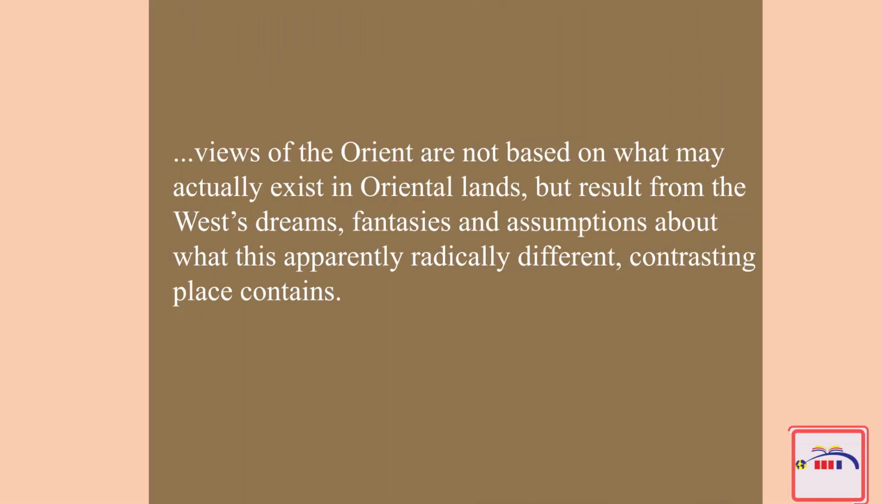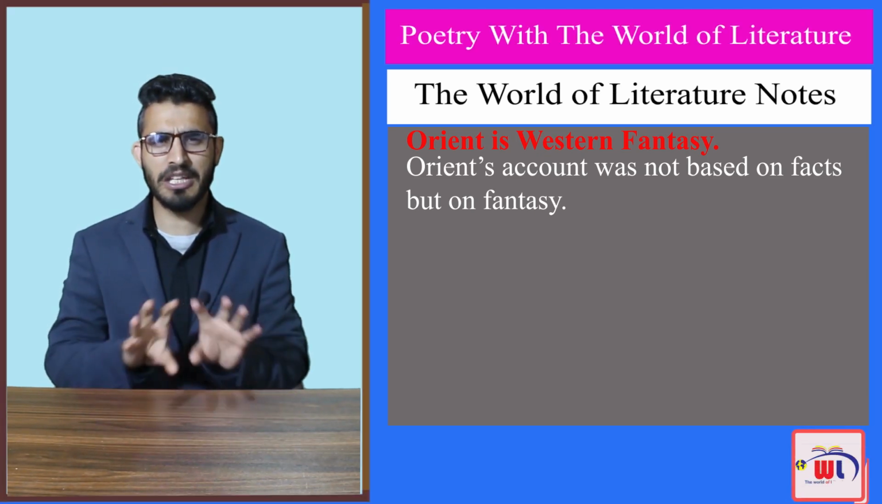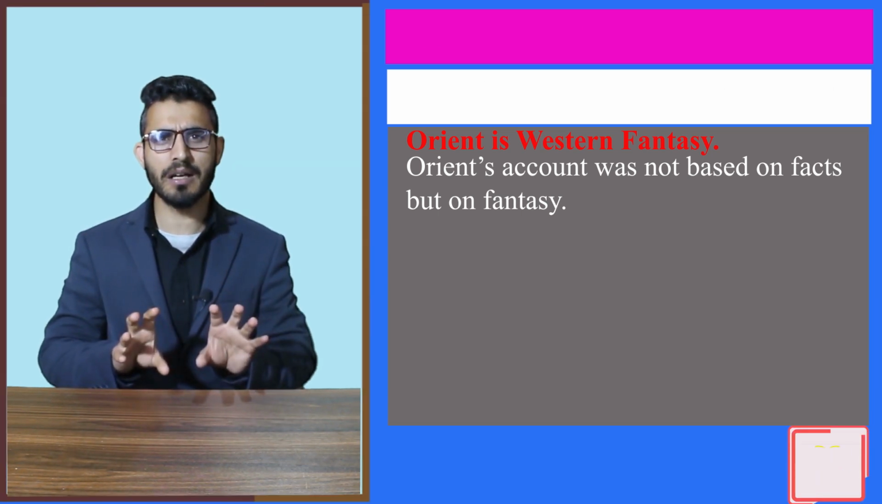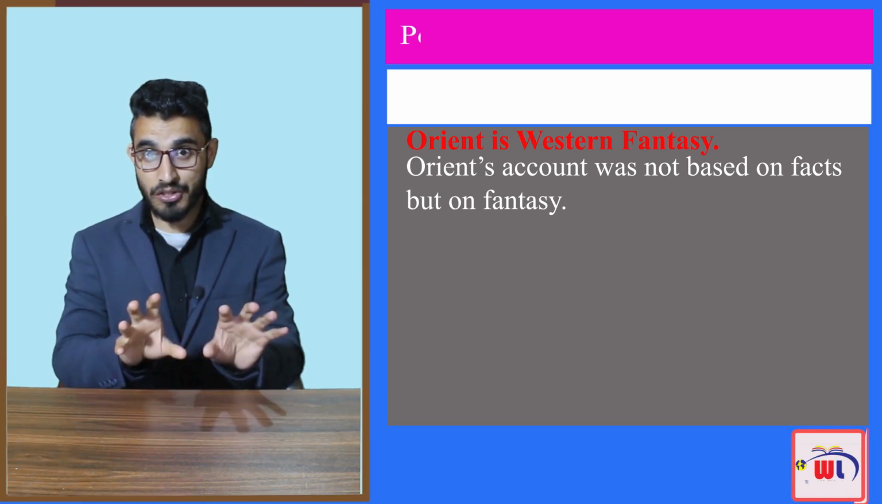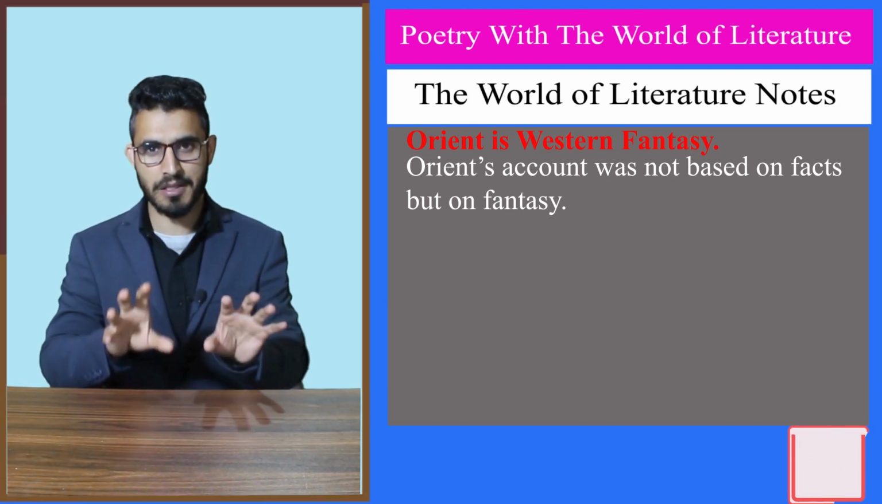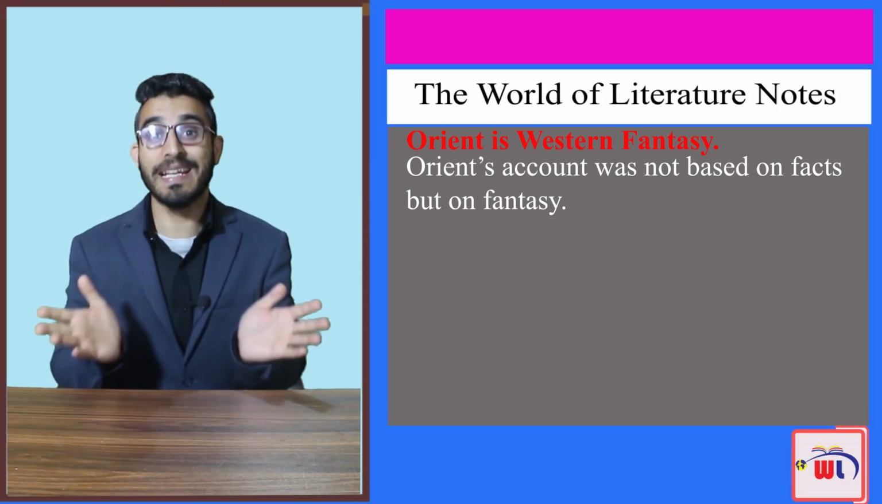And Edward Said says that the views of the Orient are not what may actually exist in Oriental lands, but result from Western dreams, fantasies and assumptions about what these apparently radically different, contrasting places contain. The important thing is that the East is not just different, it is radically different. It is peculiar. The habits of the Eastern people are bizarre. First, the Easterners are not as beautiful, as handsome, as white as we are. They would be brown, they would be black, they would be anything that white is not.